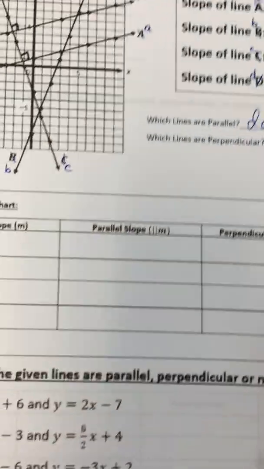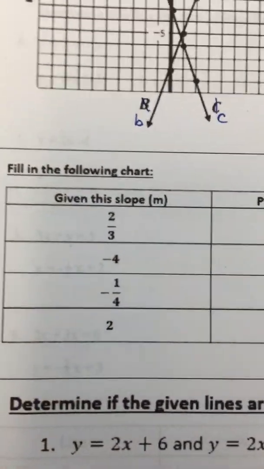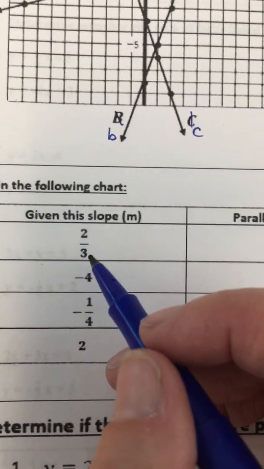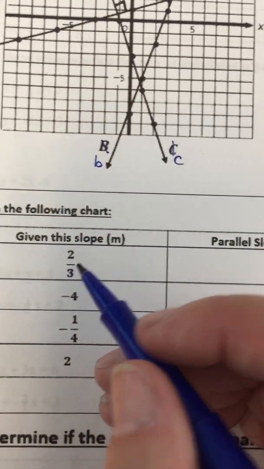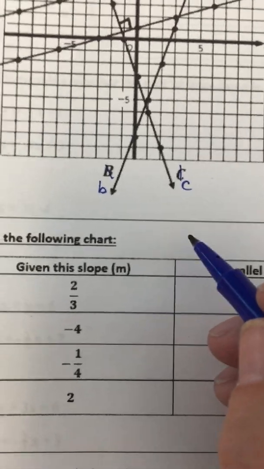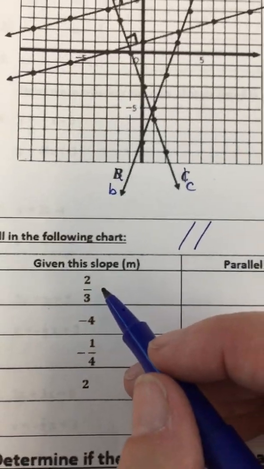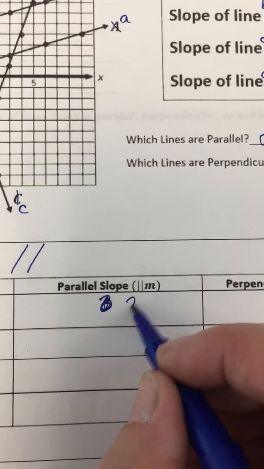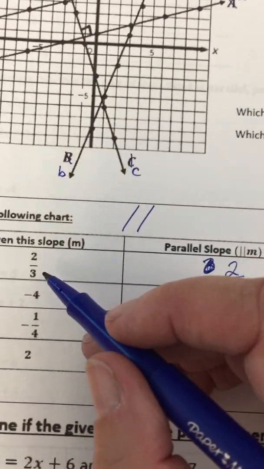Now what we want to do is look at this and say, okay, forget about the top part. Let's just see, given this slope, we have a slope of 2/3. So my m is 2/3. I want to know what is a parallel slope to 2/3. If my lines are parallel, will they have the same slope? Remember, parallel means they're like railroad tracks. Yes, they're going to have the same slope. So if my line is 2/3, the parallel line will also be 2/3.